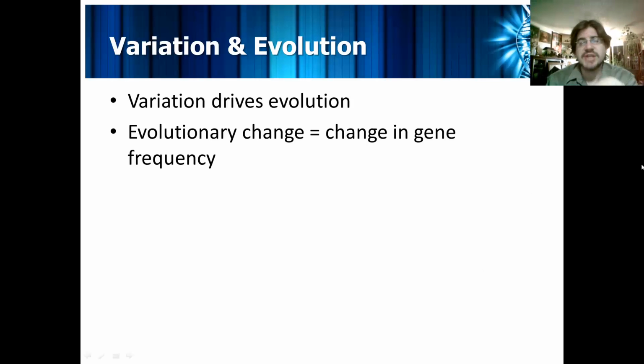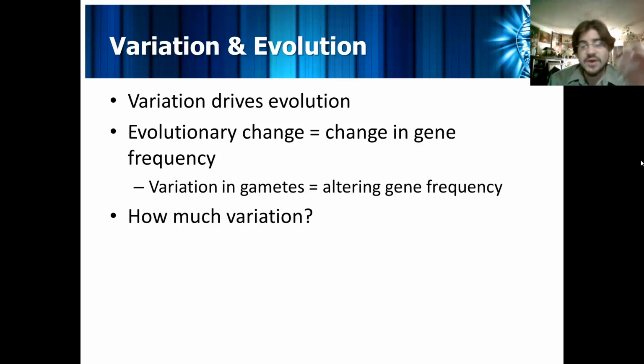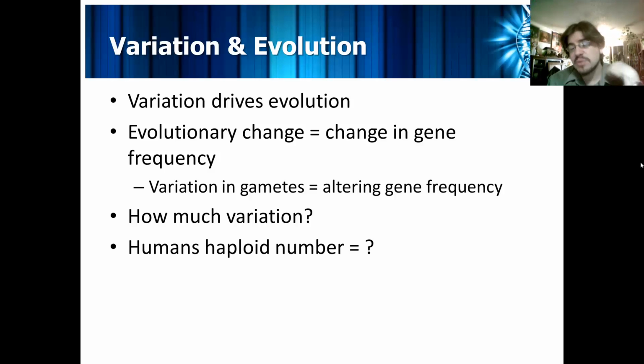So evolutionary change is a change in gene frequency, and variation in gametes, well, that's automatically altering gene frequency. So how much variation can you get in a single gamete? Well, what's the haploid number of humans? Okay, you need a hint. It's been a little while, I guess. So the diploid number in humans is 46. So what's the haploid number? That's right, 23.